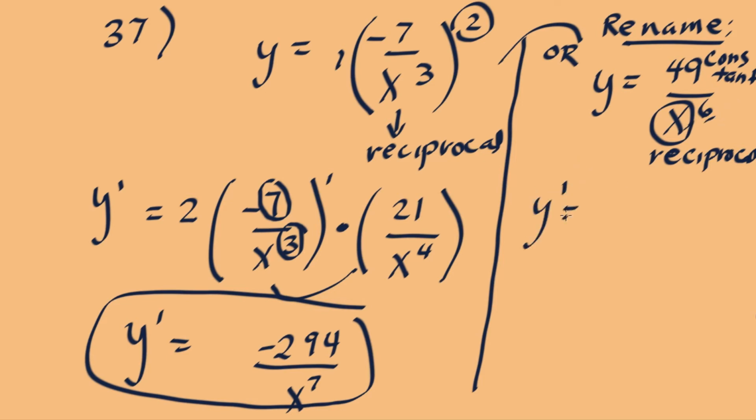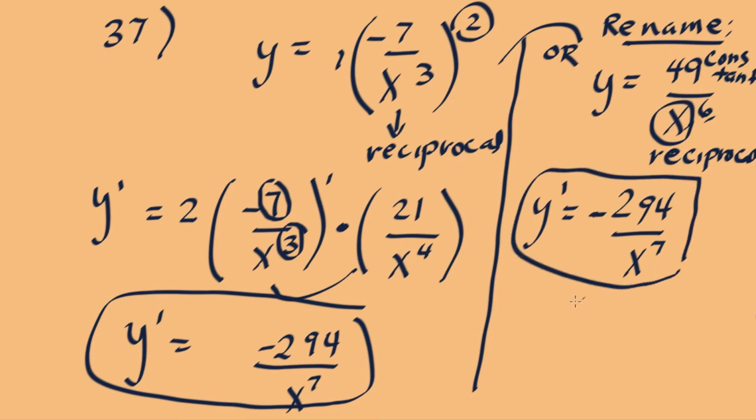So the shortcut says we multiply 49 times 6, which gives us 294, over that same base x raised to 6 plus 1, which is 7. And we switch the sign every time we use this shortcut. So you can see that they are equivalent. Okay, number 38.